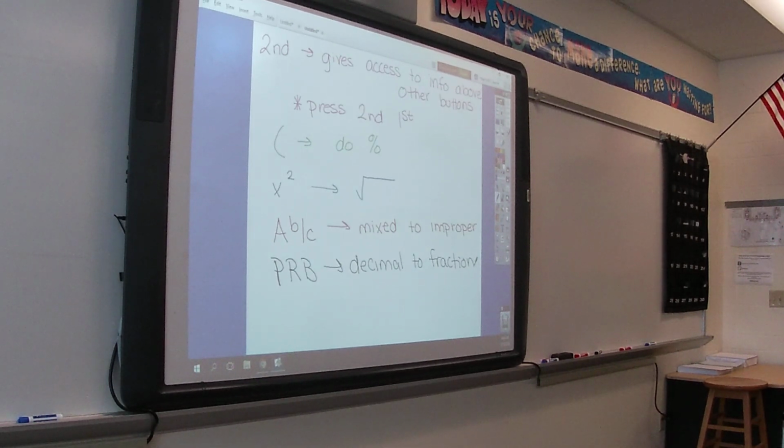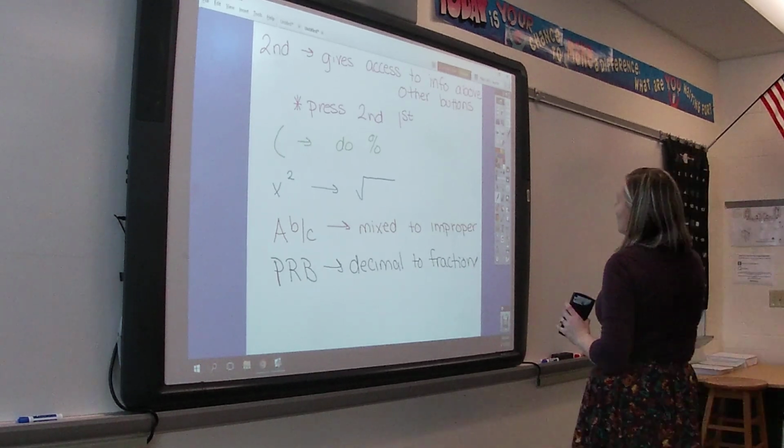Okay, so now put your scientific calculator right in front of you. I want you looking at this. I want us practicing with this.